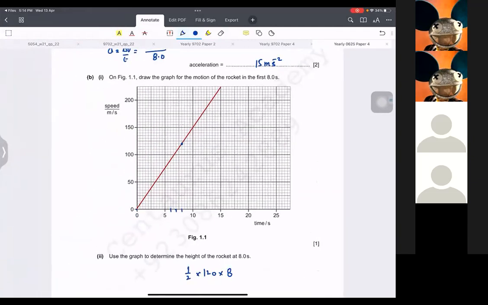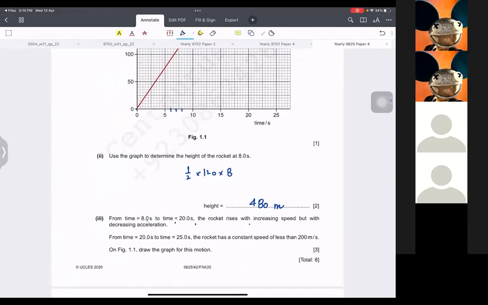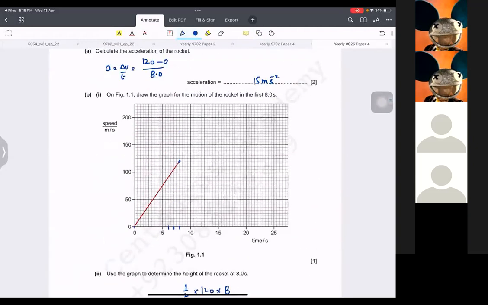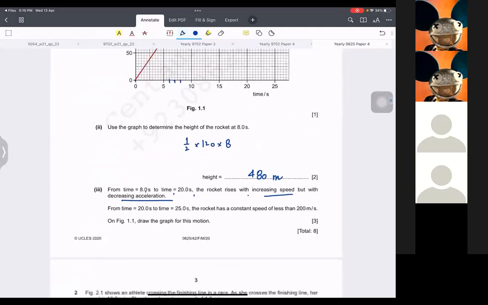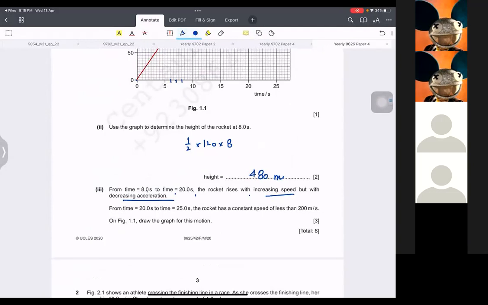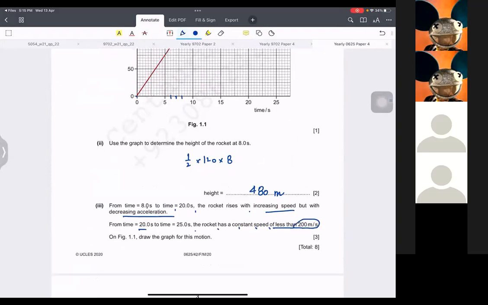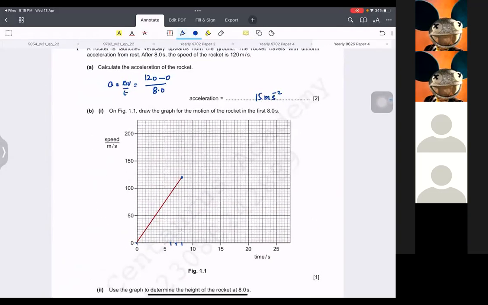Okay, so it means this line should actually go till here. And then it is saying to draw the line, increasing speed but decreasing acceleration from 8 to 20, so till 20. Then from time 20 the rocket has constant speed less than 200. So we got to go till something less than this. It will go like this, and then it will become constant, like this. All right.